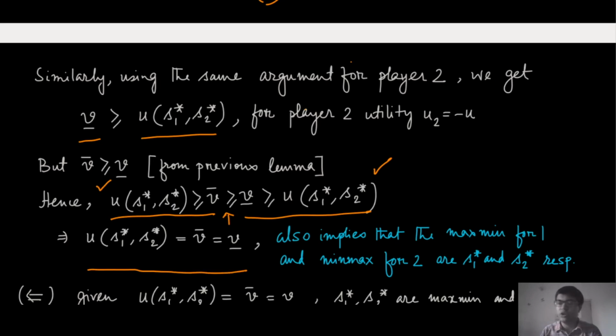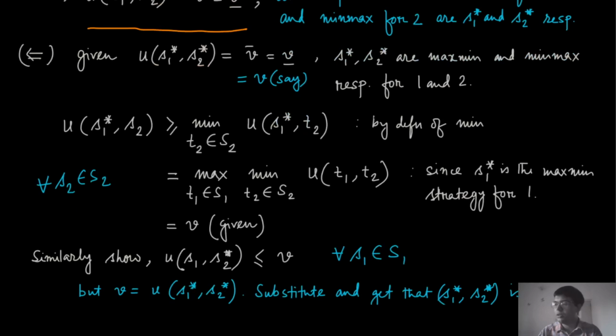You have this U of S1 star, which is equal to V upper bar, equal to V lower bar. And that is what we wanted to prove in this forward direction. It also implies that this max-min value for 1 and the min-max value for 2 are S1 star and S2 star respectively. So good, we are done with the forward direction.